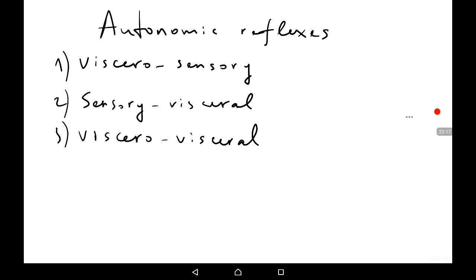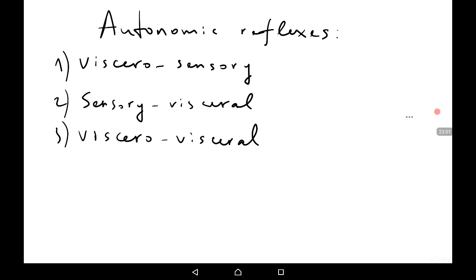Autonomic reflexes may be classified into several groups. For example, viscerosensory reflexes, from internal organs to different receptors, for example, of the skin. An example: when there is a pathological process in the heart, then the pain is normally induced not at the area of the heart, but at the shoulder blade or maybe the mandible. So this is an example of viscerosensory reflex.